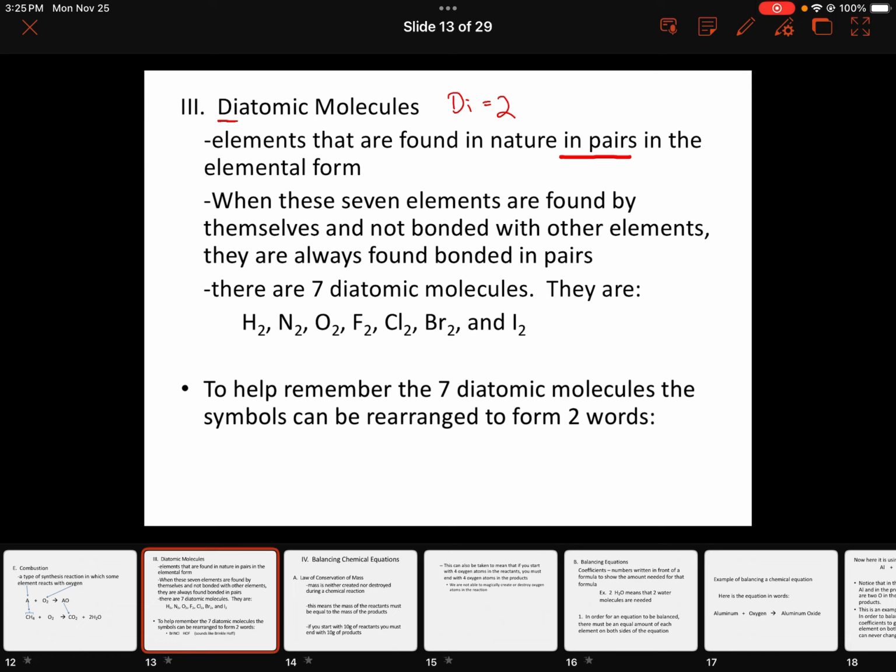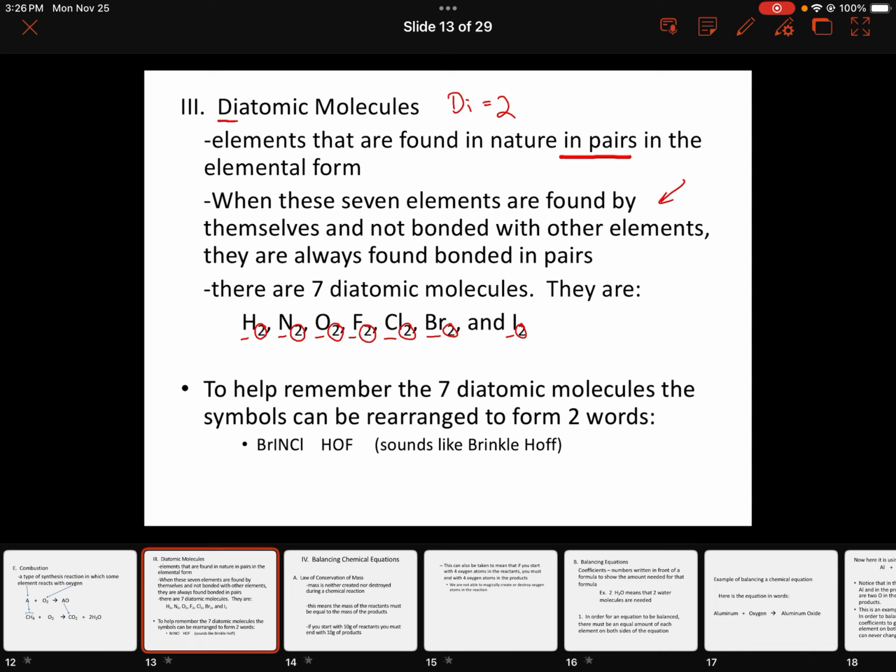So when these elements are found by themselves and are not bonded with other elements, they're always found in pairs. And there are only 7 of them. Out of the 120 elements that we know of, there's only 7 of them, and we just have to memorize them. And here they are: hydrogen, nitrogen, oxygen, fluorine, chlorine, bromine, and iodine. And you notice, since they are found in pairs, each one of them has a 2. So because they're diatomic and they're by themselves, they have to have the 2.